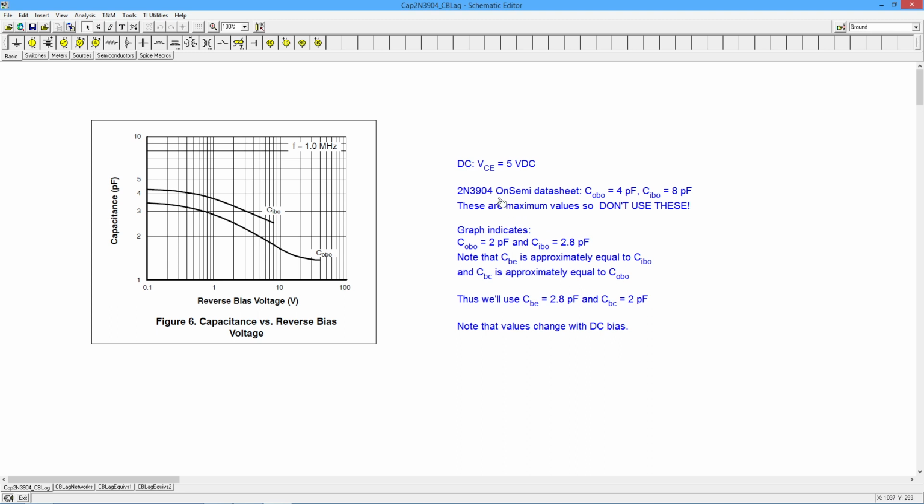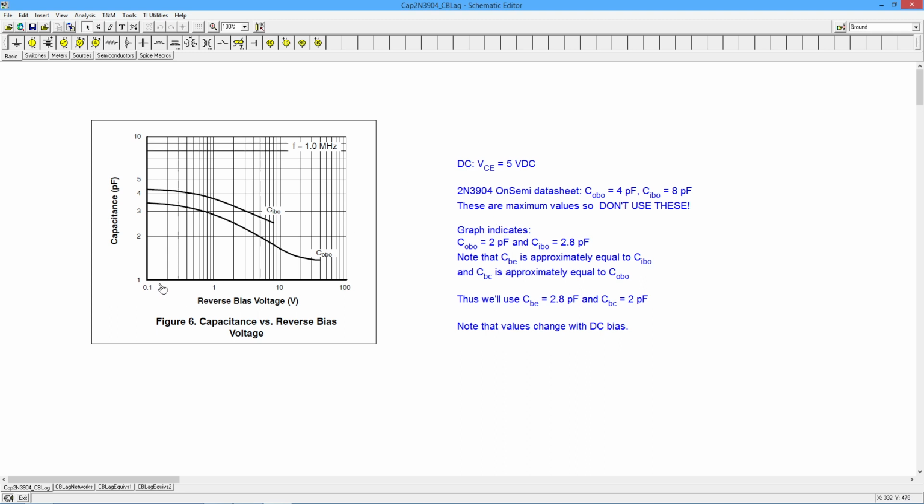So you can look up on the data sheet. On Semi, on their data sheet, it gives you these values, 4 picofarads and 8 picofarads for output and input. But those are max values. If you're trying to be really conservative about your computation, you could use those. But if you want something a little bit more accurate, don't use them. Instead, find out what your DC bias is, which we know, we just checked: the VCE is 5 volts DC. Not exactly, but pretty close.